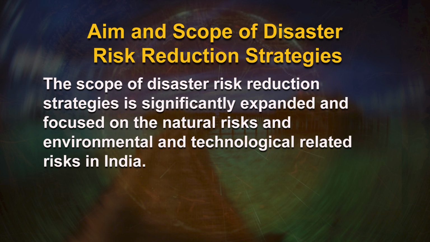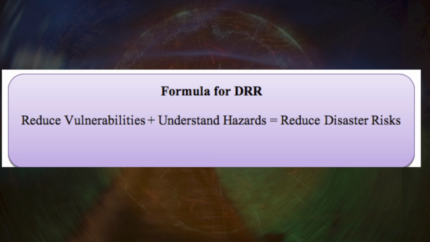The scope of disaster risk reduction strategies is significantly expanded and focused on the natural risks and environmental and technological related risks in India. Disaster risk reduction strategies also protect nature and resources for human beings. Formula for disaster risk reduction: reducing vulnerabilities and understanding hazard lead to reducing disaster risks.